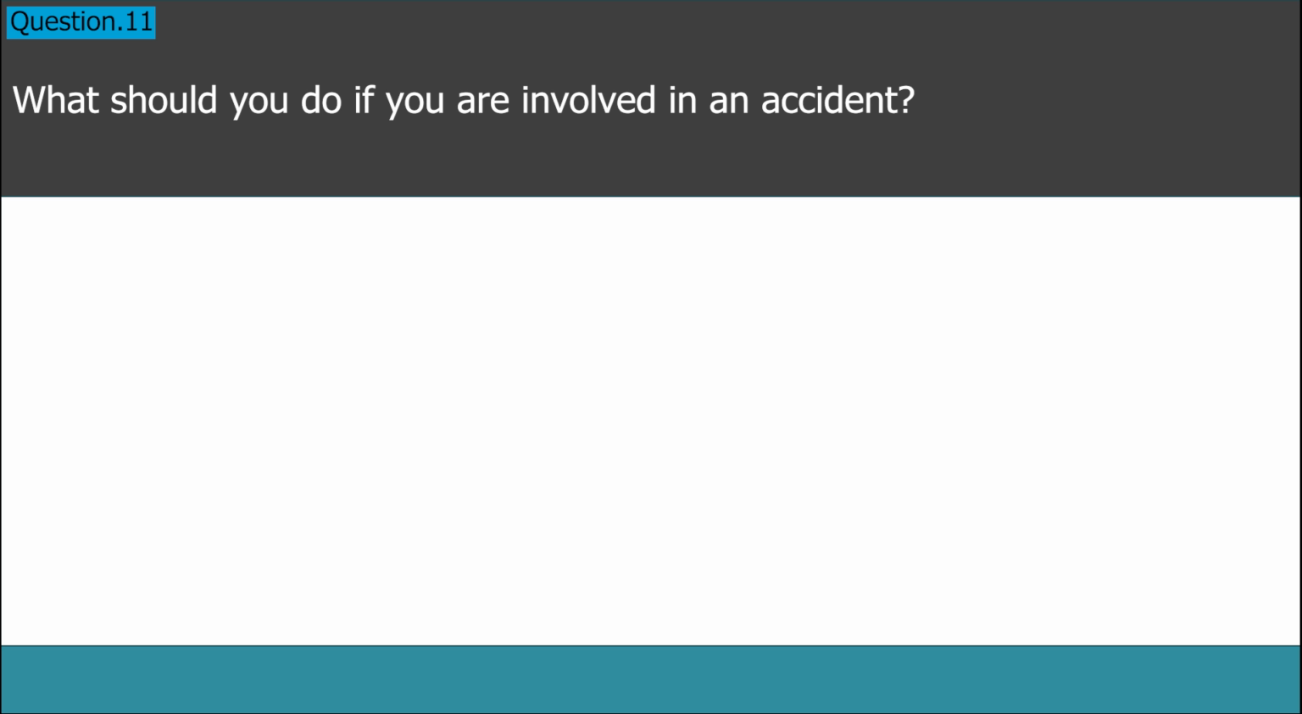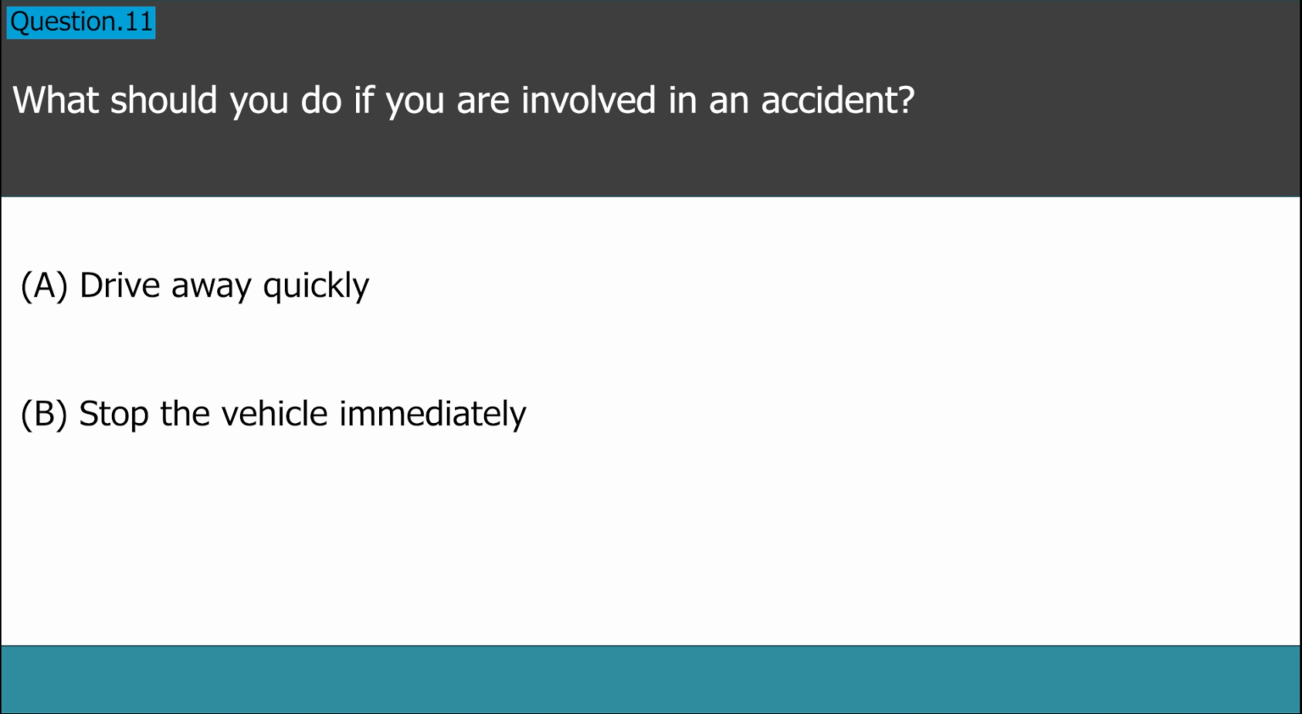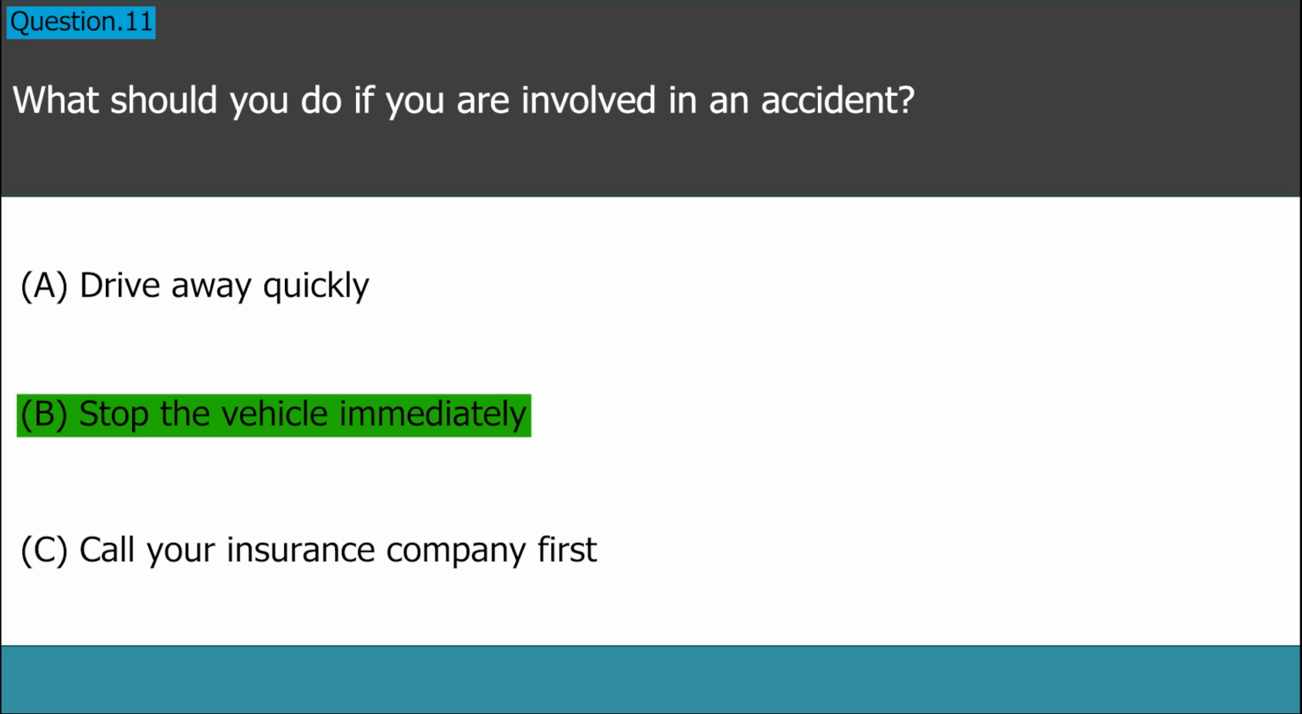What should you do if you are involved in an accident? A. Drive away quickly. B. Stop the vehicle immediately. C. Call your insurance company first. Answer: B. Stop the vehicle immediately. It is essential to stop immediately to assess the situation and provide necessary assistance.